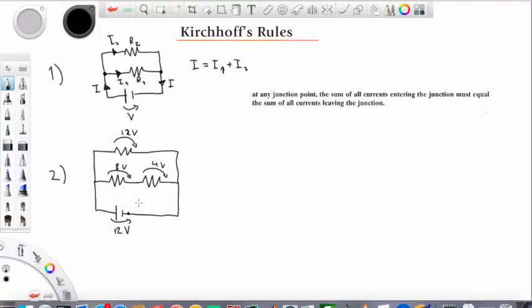So for example, in this loop, let's go in this direction, the lower loop. We start from here. We can say that this is 0 volts. And when we jump over the battery, the voltage increases to 12 volts. It's 12 all the way here. And then it drops 8 volts over the first resistor. So we go from 12 minus 8 to 4. And then over the second resistor, we drop from 4 to 0, because here we drop 4 volts. So we have 0 here, 0 here, 0 here. So we started from 0 and came back to 0. Good.